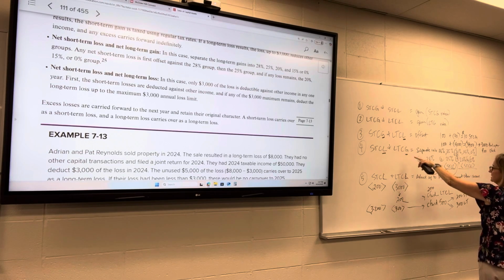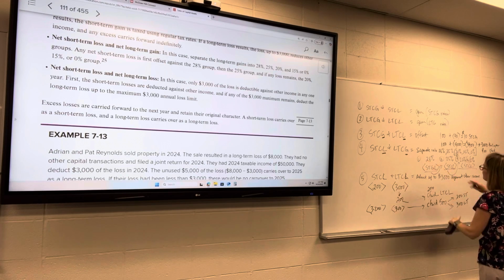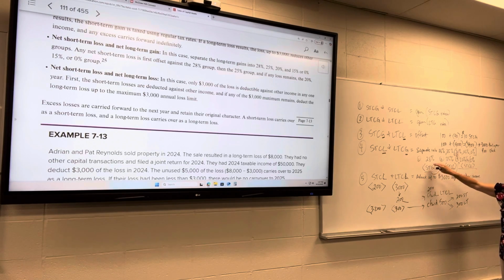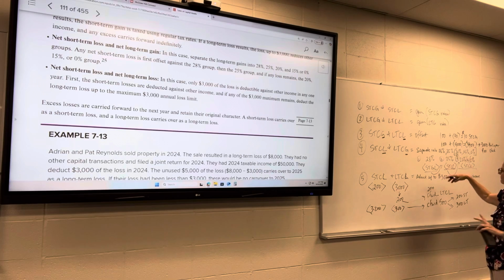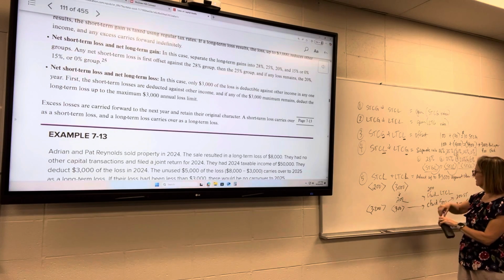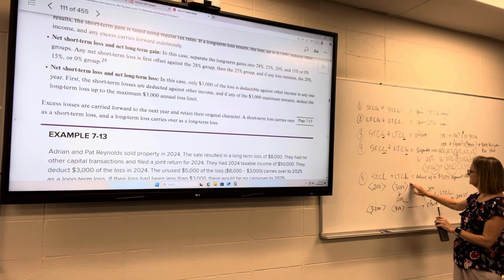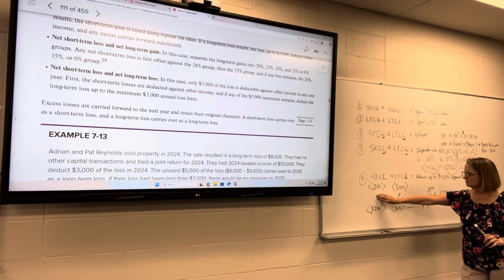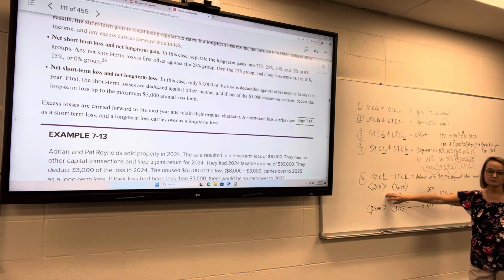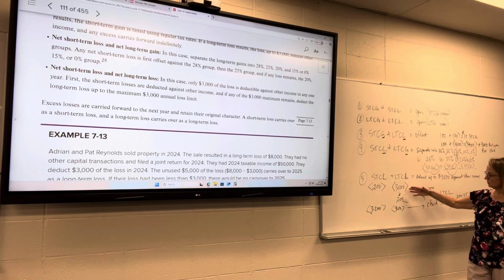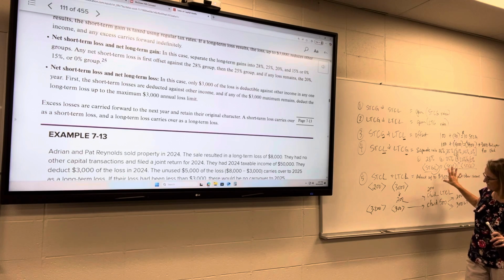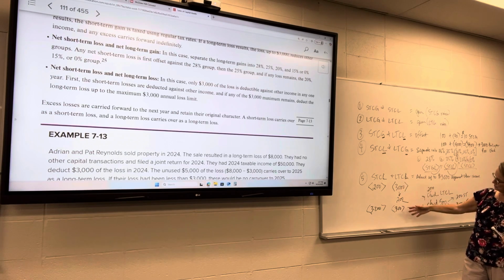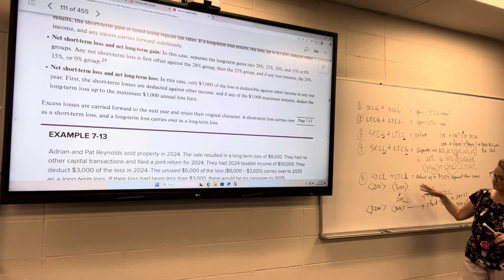If it's a short-term loss and a long-term gain, then the loss is going to offset at these special tax rates first, these higher tax rates first, giving us a tax benefit. If we have a short-term loss and a long-term loss, we're going to first take the short-term loss up to $3,000, and then any remaining loss gets carried forward. If our loss is only long-term, then we're going to take up to $3,000.